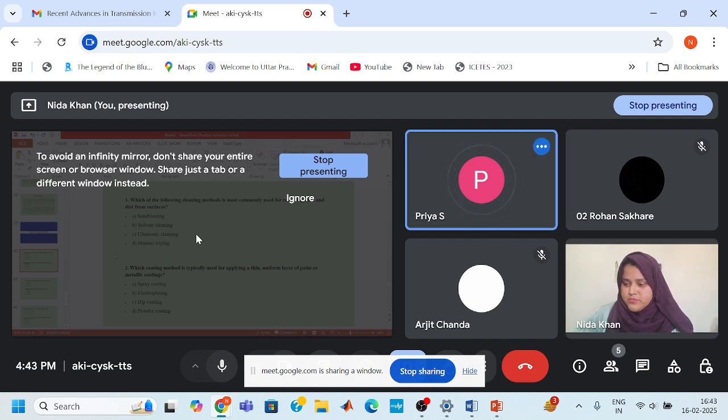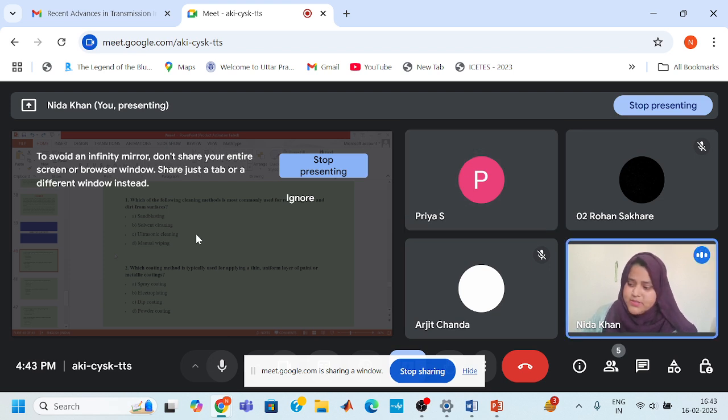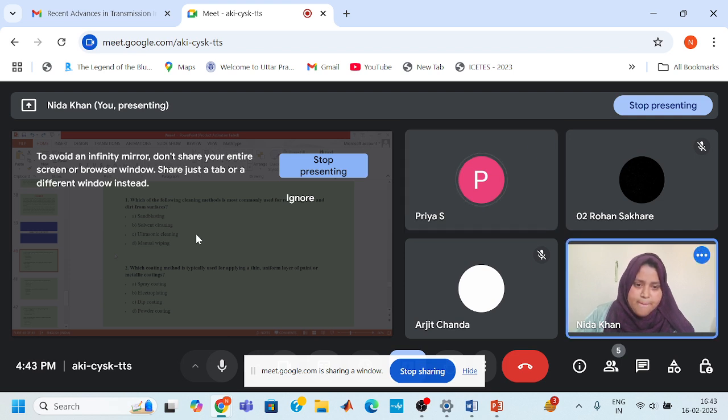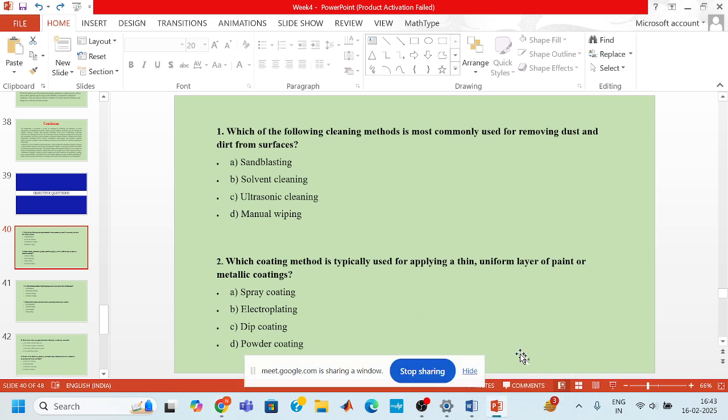Ultrasonic cleaning, ma'am. Anyone else? Rohan, Arjit. So basically, the most commonly used method for removing dust and dirt from surfaces is manual wiping. Okay, so the correct answer is D, manual wiping.